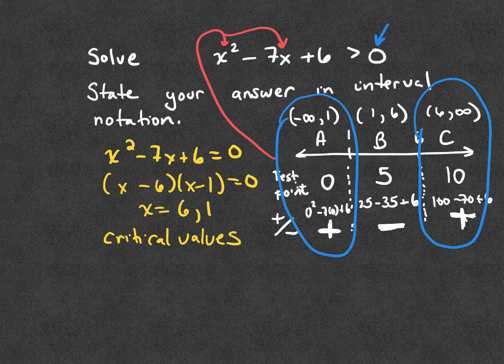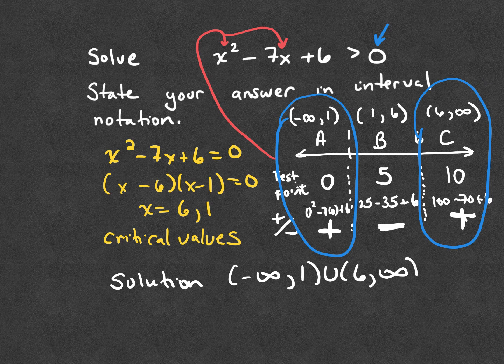So my answer to this problem, my solution, is just going to be those two regions. It is negative infinity to 1, and it is 6 to infinity. So if I pick any number in this region, 1 million, negative 1 million, and I plug it into this equation, it will be true. It will give me a number greater than 0. If I plug any number between 1 and 6, it will be negative, and thus making it false, because in this one, I said greater than 0.